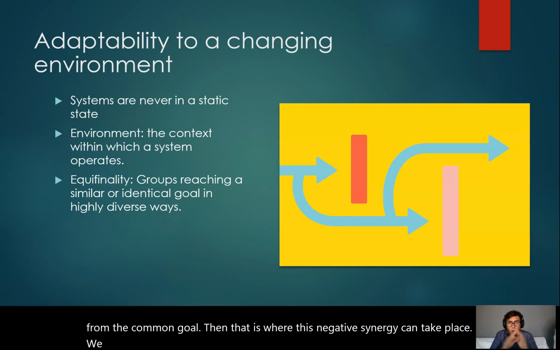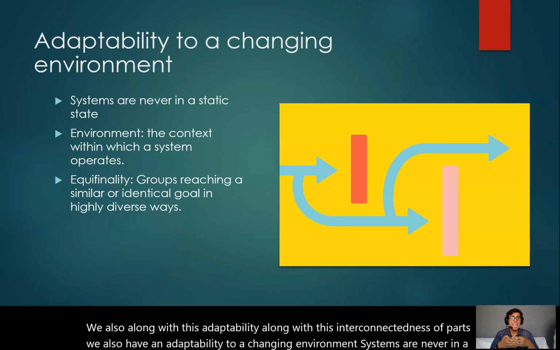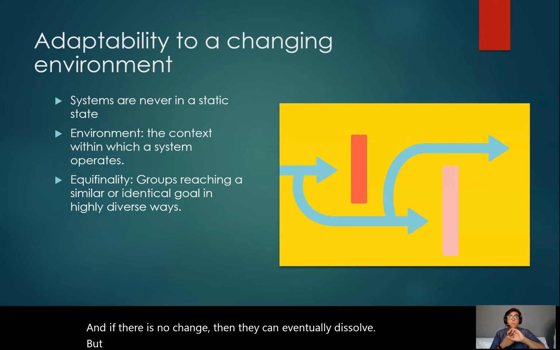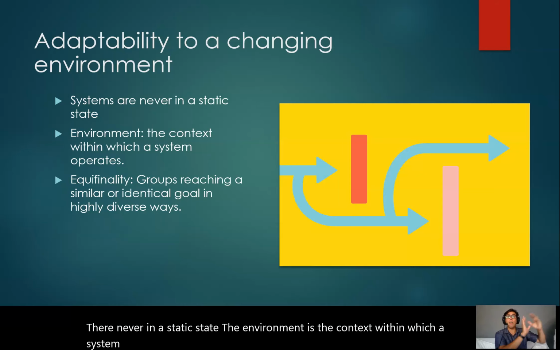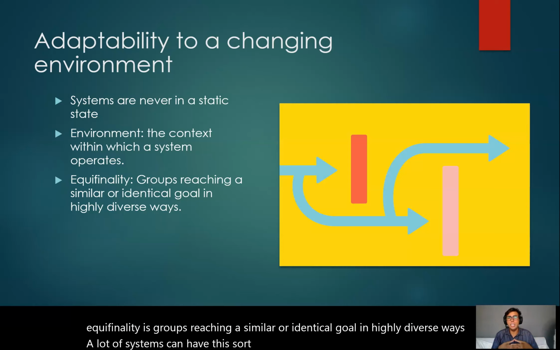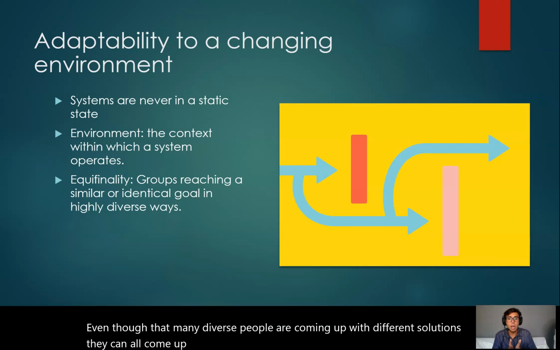Along with this interconnectedness of parts, we also have an adaptability to a changing environment. Systems are never in a static state, and if there is no change, then they can eventually dissolve. The environment is the context within which a system operates, so the things outside of our system, our group. And then equifinality is groups reaching a similar or identical goal in highly diverse ways. A lot of systems can have this sort of equifinality, where even though many diverse people are coming up with different solutions, they can all come up with the same end result.